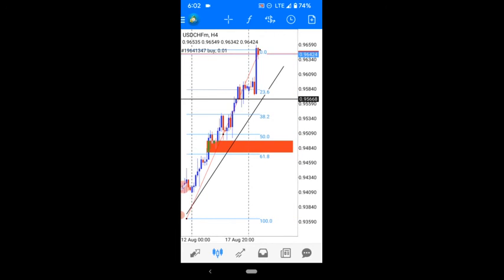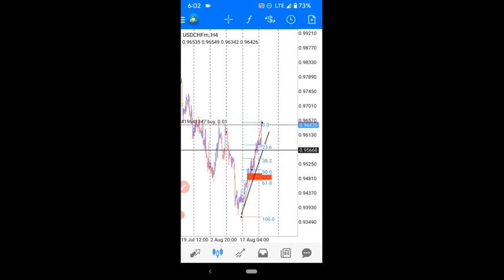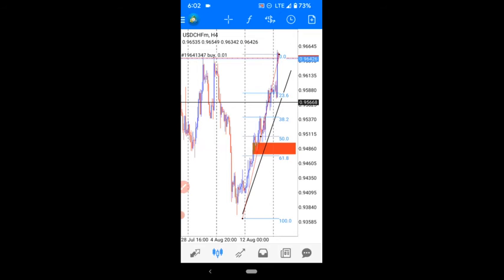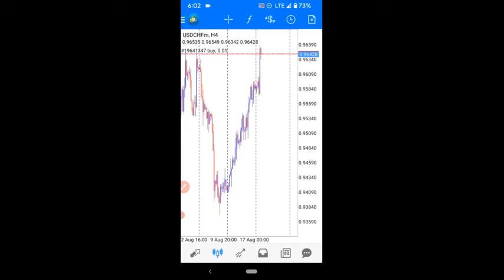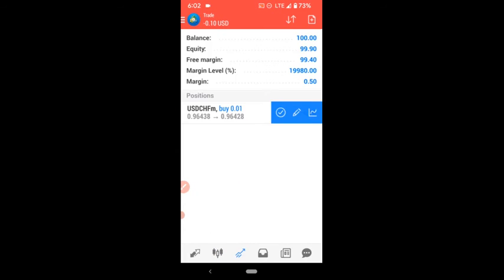You can zoom the chart. Guys, try to play with the charts. Make the chart your friend. Now if you want to delete all the lines, you just simply click on it, and that's all, guys.